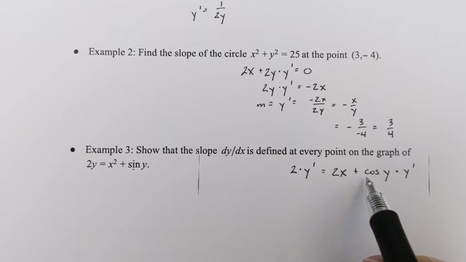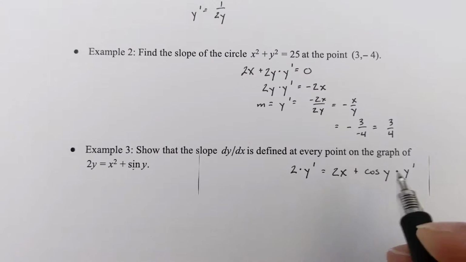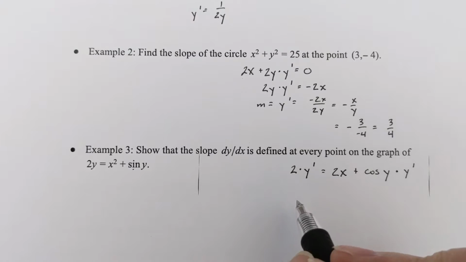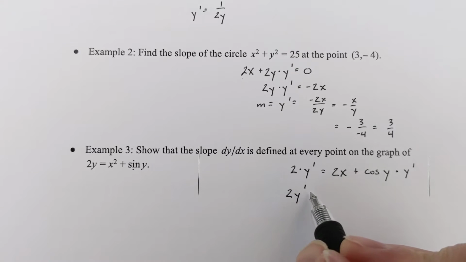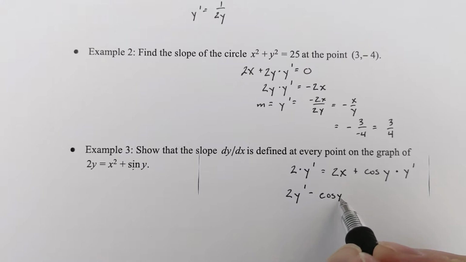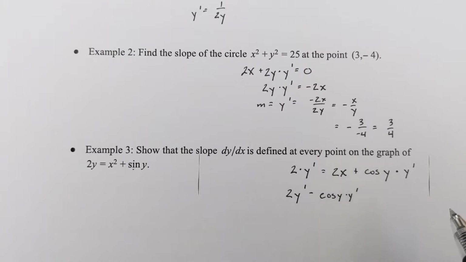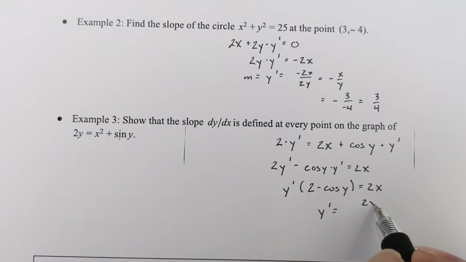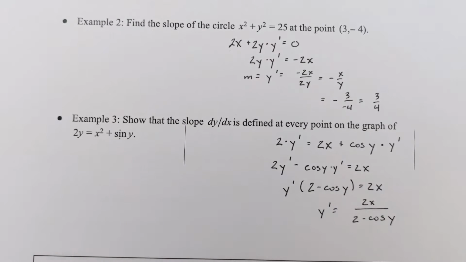So in this case, this term here needs to move to the left. I'm going to stop drawing my multiplication dots. So 2y, y prime, minus cosine y, y prime, equals 2x. Now since I have multiple y primes, I can factor it out, which leaves me 2 minus the cosine of y, and then I can divide the whole quantity across. So y prime equals 2x over 2 minus cosine y.